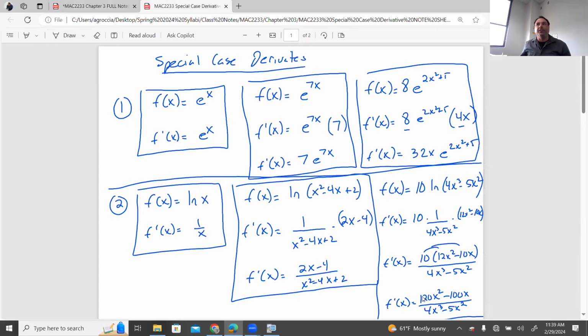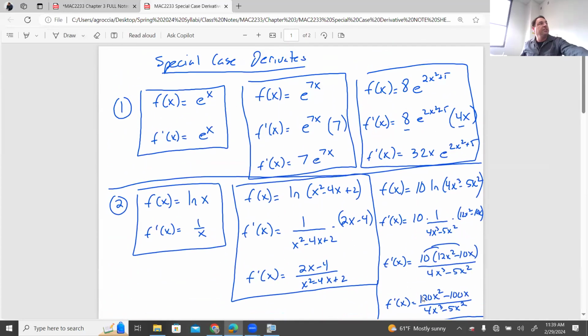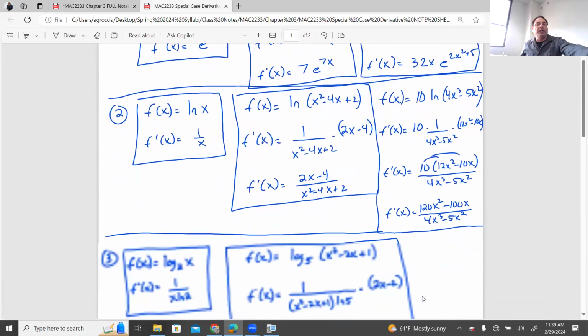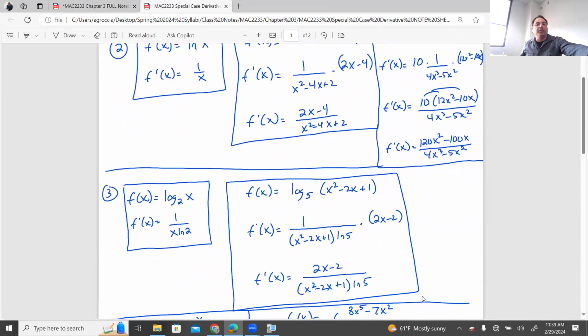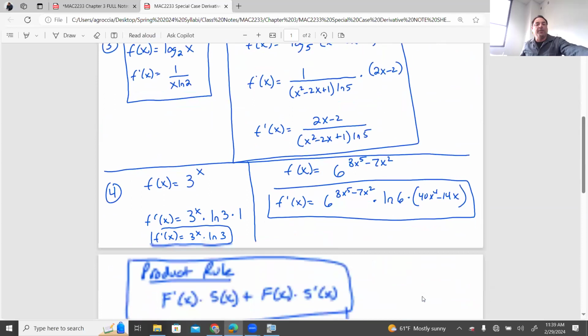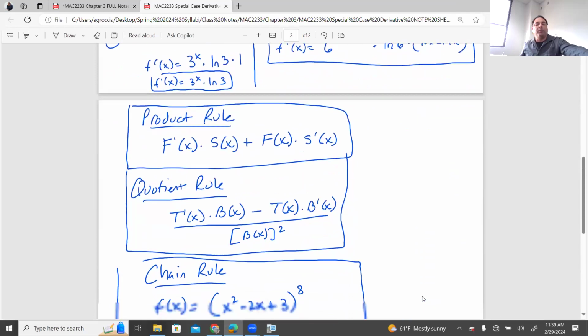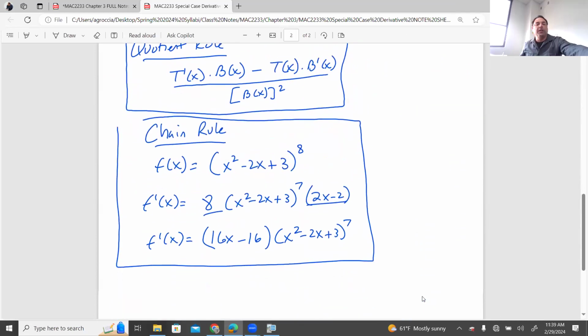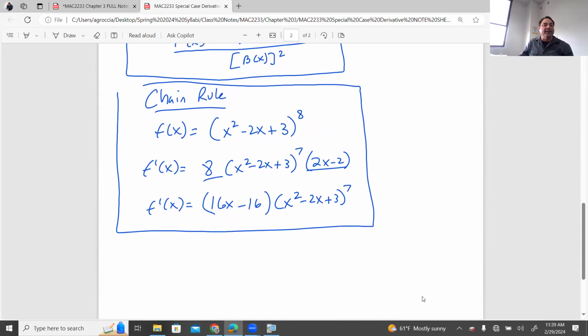But this formula would be a very nice addition to our one page. Going back to our one page, remember, we talked about special case derivatives. We talked about derivative of e, derivative of ln, derivative of log. We talked about derivative of a base raised to a variable. We talked about product rule, quotient rule, chain rule. So another one you definitely want to add here is elasticity of demand.